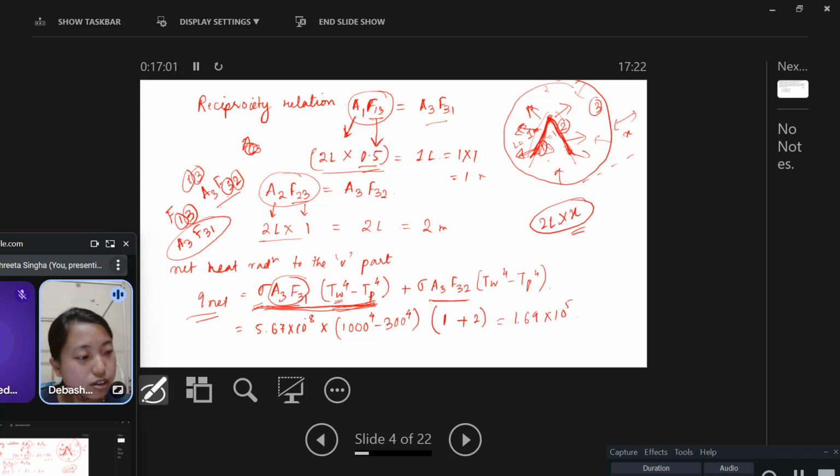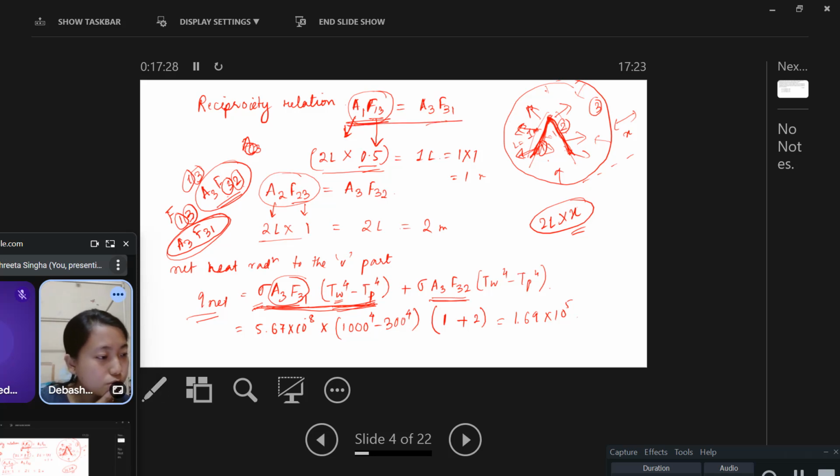So you have to calculate this. This is how much 3 is giving to 2. This is how much 3 is giving to 1. But we are not directly calculating A3 F31 or A3 F32, because we know the other way around is easier. So A3 F31 can be written as A1 F13 from the reciprocity relation. This is the reciprocity relation.